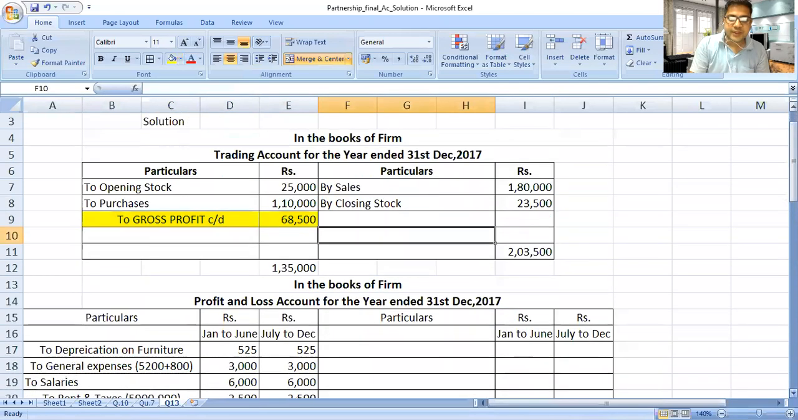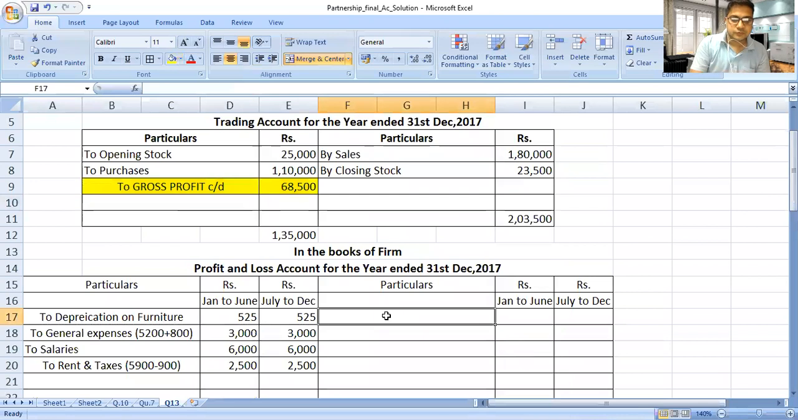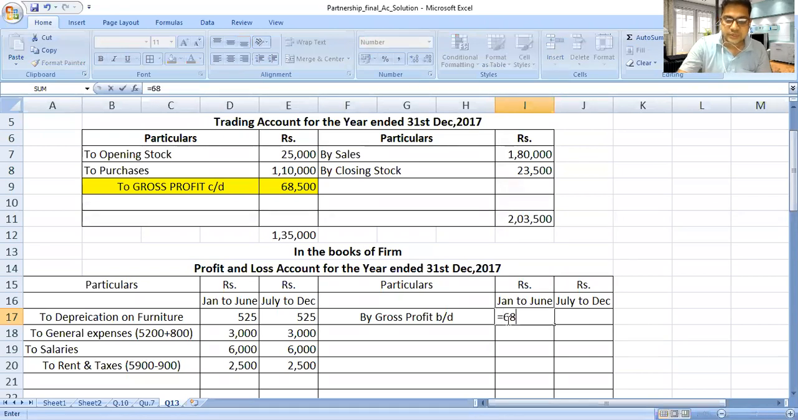This gross profit we have to transfer to the profit and loss account, by gross profit brought down. Now the gross profit is also distributed equally. 68,500 divided by 2 is 34,250.